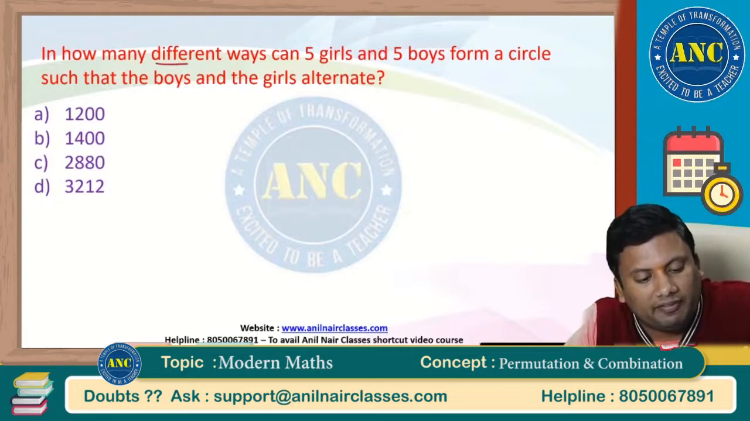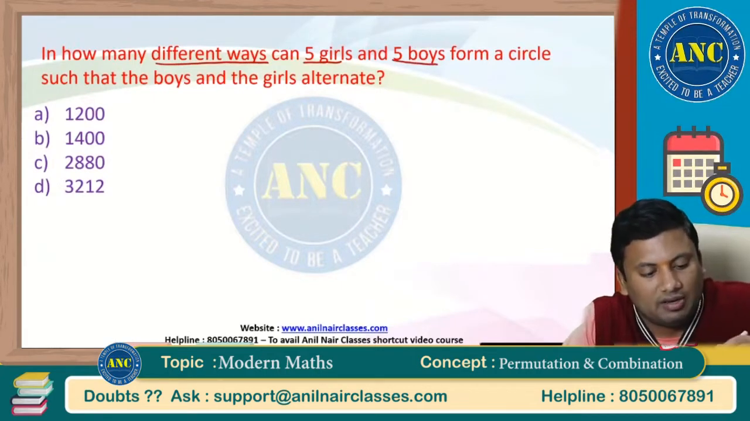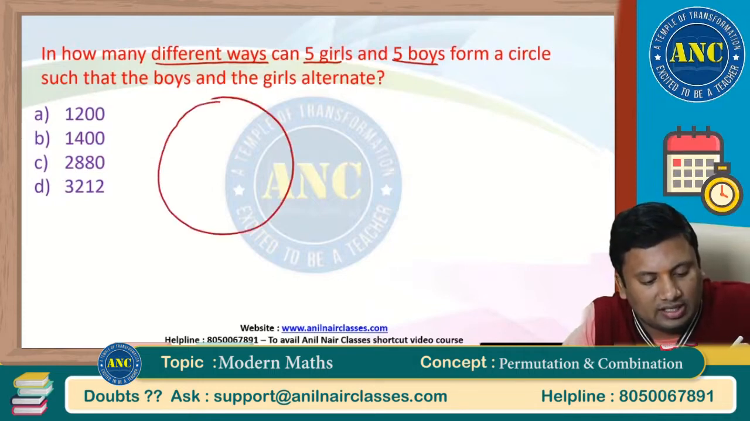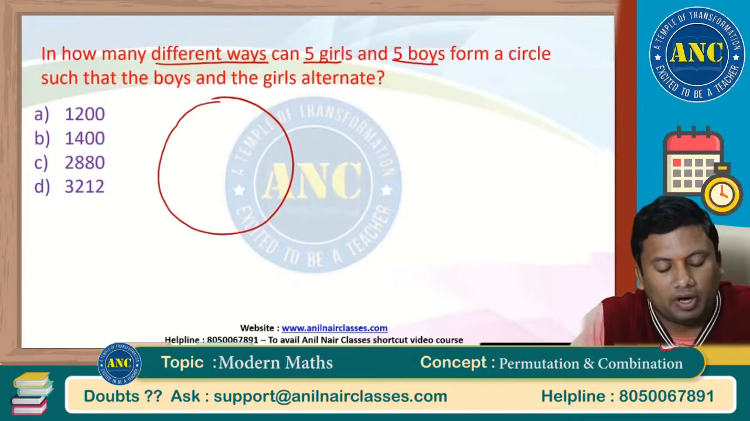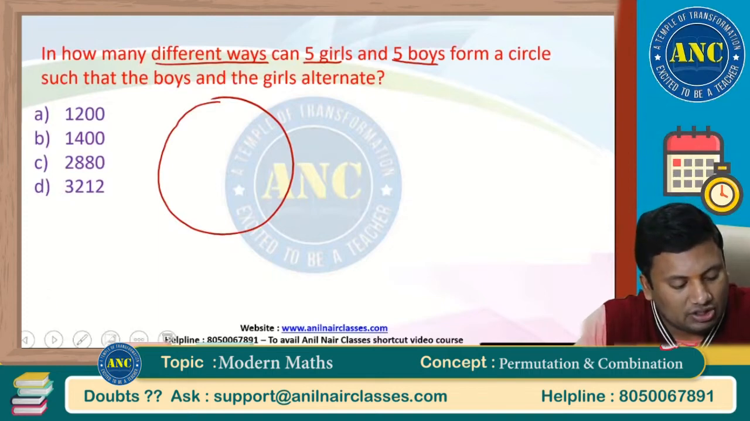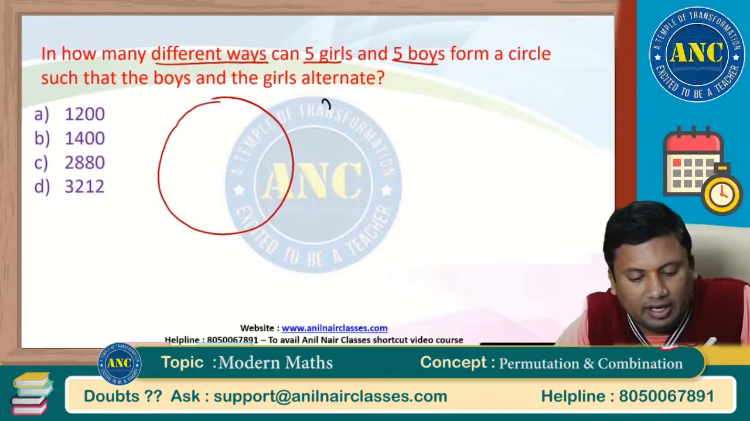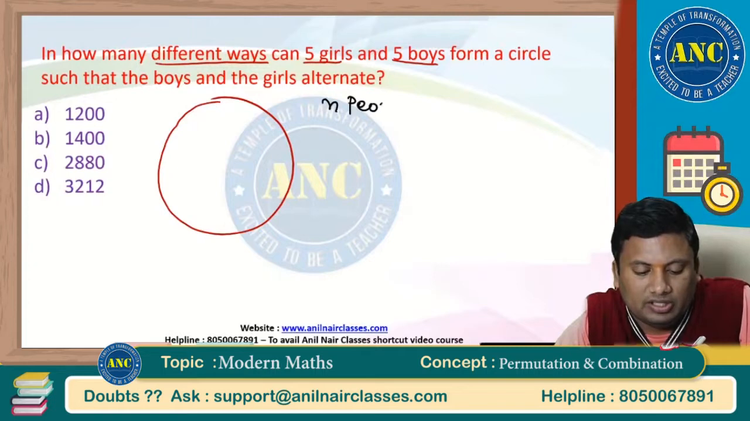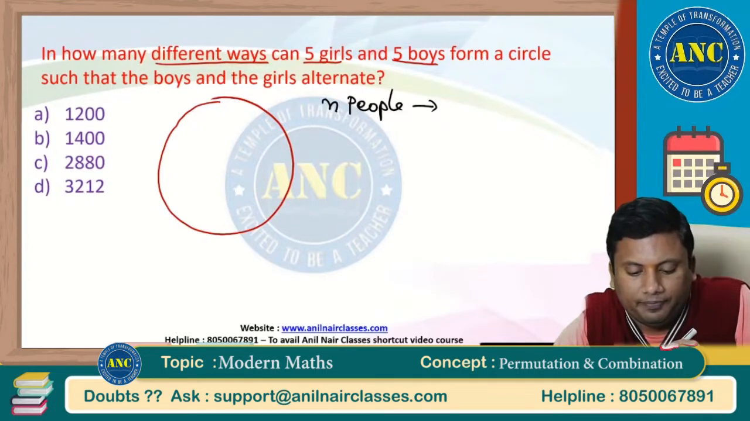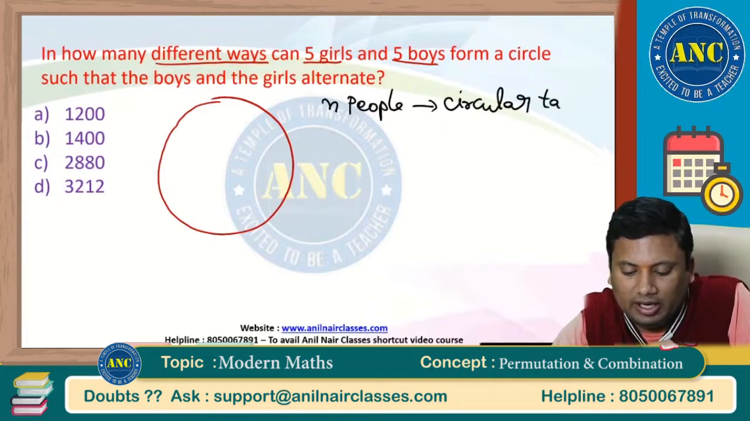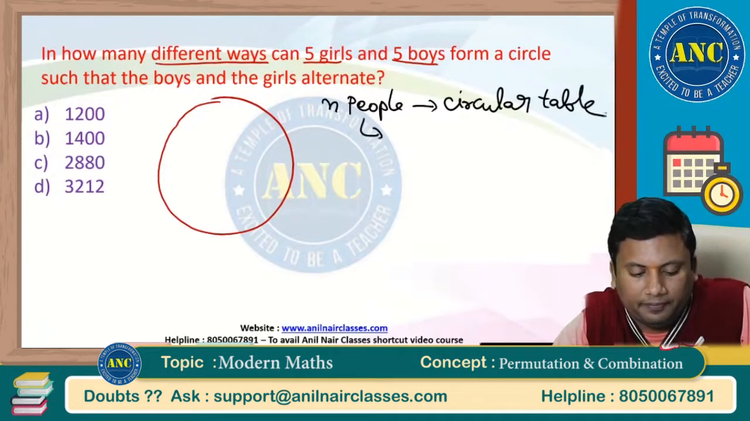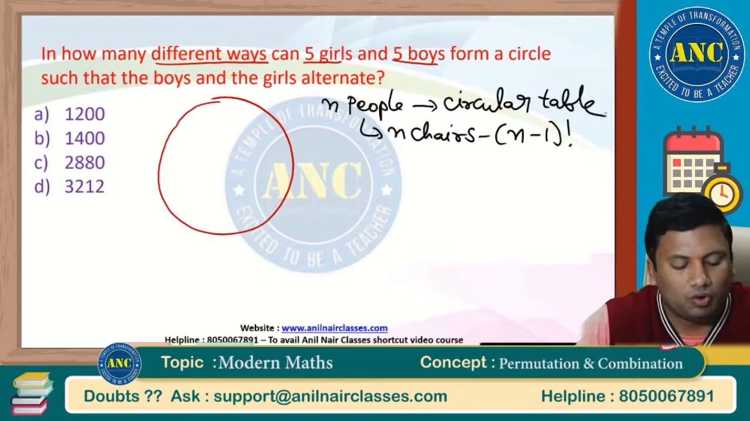In how many different ways can 5 girls and 5 boys form a circle, such that the boys and the girls alternate? Just now we discussed, if n people need to be arranged in a circular table on n chairs, it will be n minus 1 factorial. Why? Because the first person can sit only in one way.